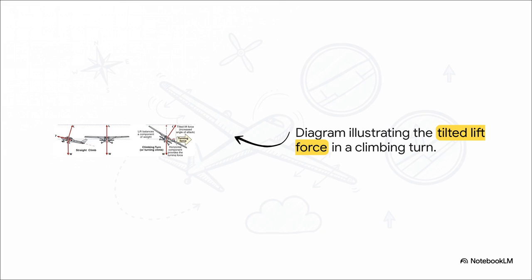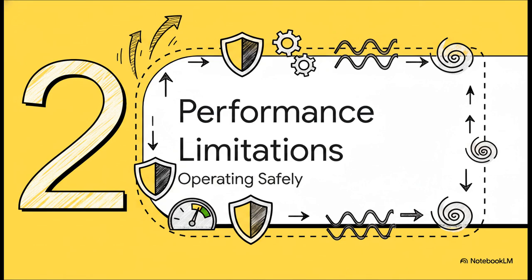So how do we compensate? We have to increase our angle of attack just a little bit, which, as you probably guessed, cranks up our induced drag. And since your engine is likely already firewalled at maximum climb power, you don't have a magical reserve of throttle to tap into. Because of that extra drag and diverted lift, your climb angle and your overall rate of climb are naturally going to take a hit.